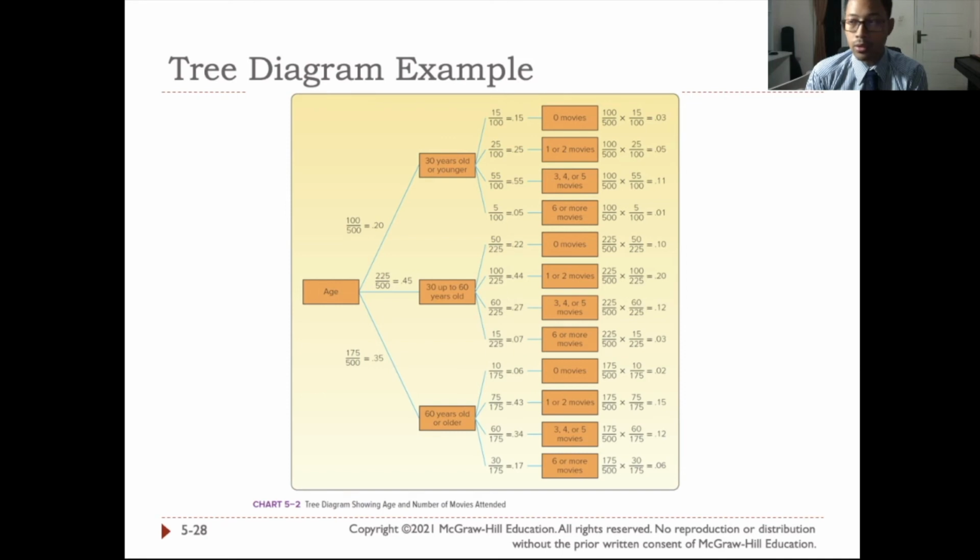Another example: what is the probability that someone age 60 or older watches no movies at all? It's going to be 175 divided by 500, which is the probability of 60 years old or older, multiplied by the probability of 0 movies, which is 10 over 175. And so the probability that someone age 60 or older watches no movies at all per month is going to be 0.02, which is quite small in this case. It means that the likelihood of finding that individual is going to be quite rare.